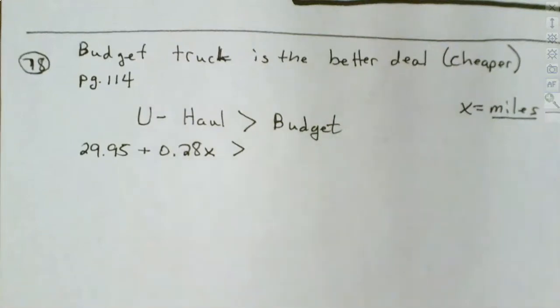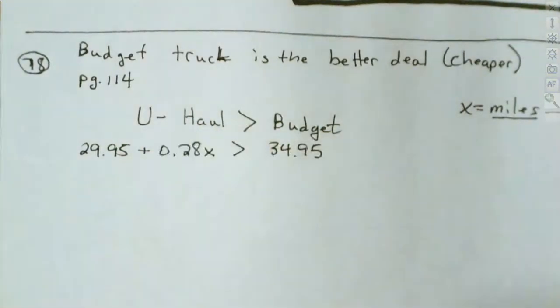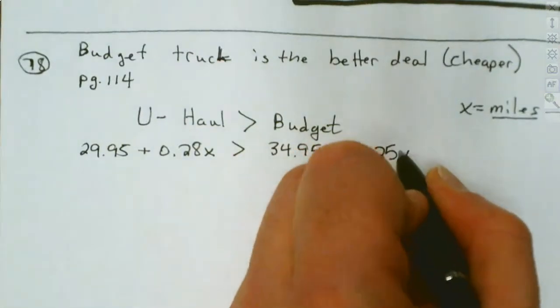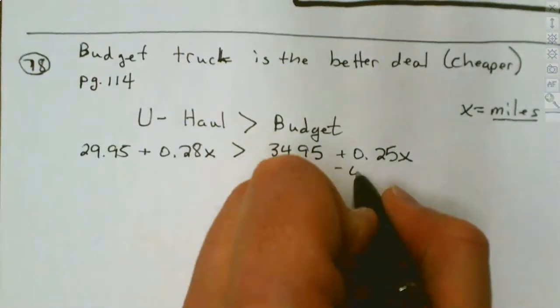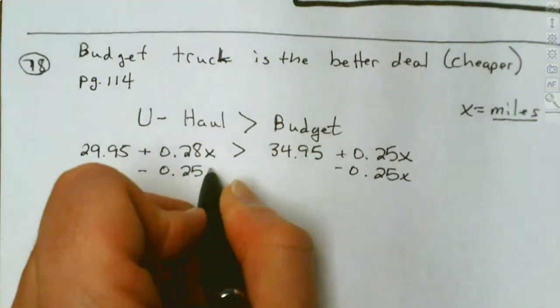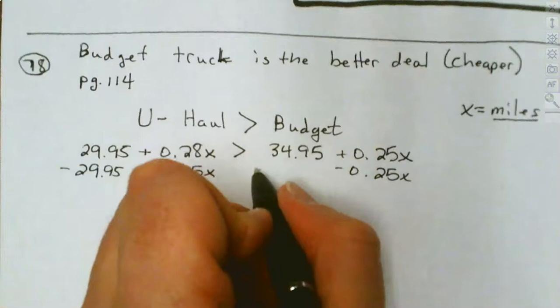Now, what about the budget truck? Well, it costs more to rent at $34.95, but it's cheaper per mile at only 25 cents a mile. So that's 0.25x there. So is everyone okay with how we have this set up? Solve it, and let's see how many miles we would need to drive for the budget truck to be cheaper. Move things around. So I'm going to move over that 0.25x with subtraction. And I'm going to move that $29.95 over as well.